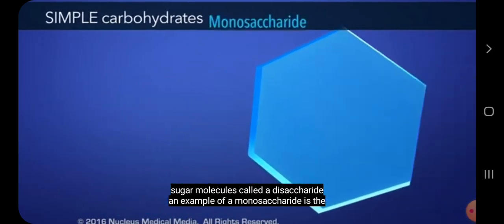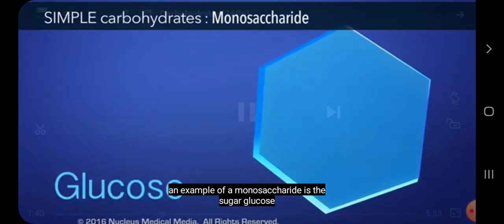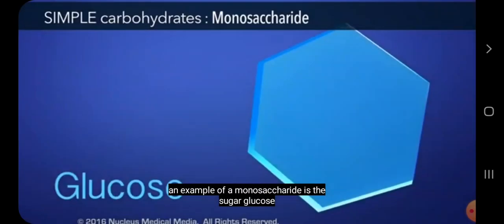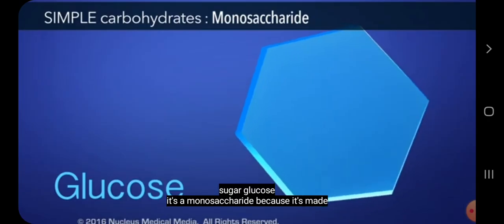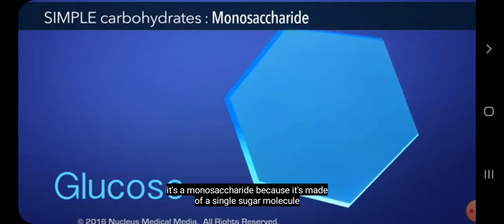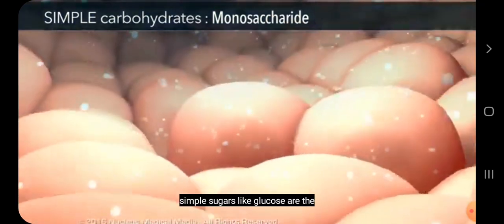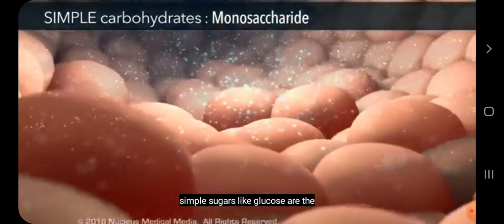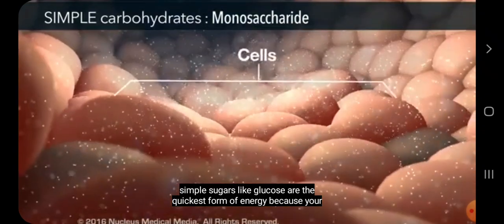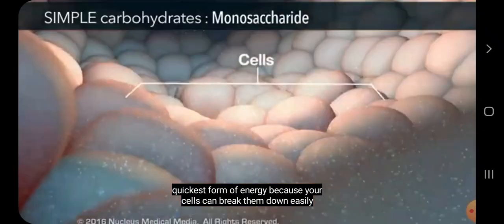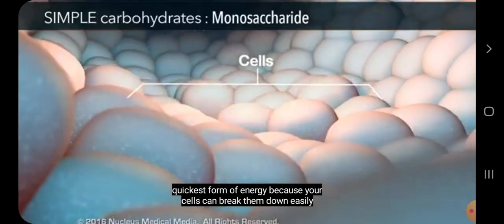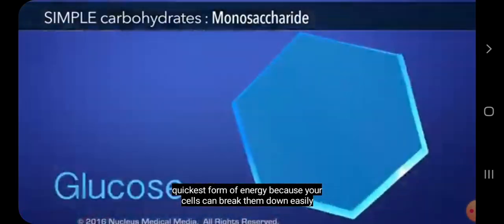An example of a monosaccharide is the sugar glucose. It's a monosaccharide because it's made of a single sugar molecule. Simple sugars like glucose are the quickest form of energy because your cells can break them down easily.